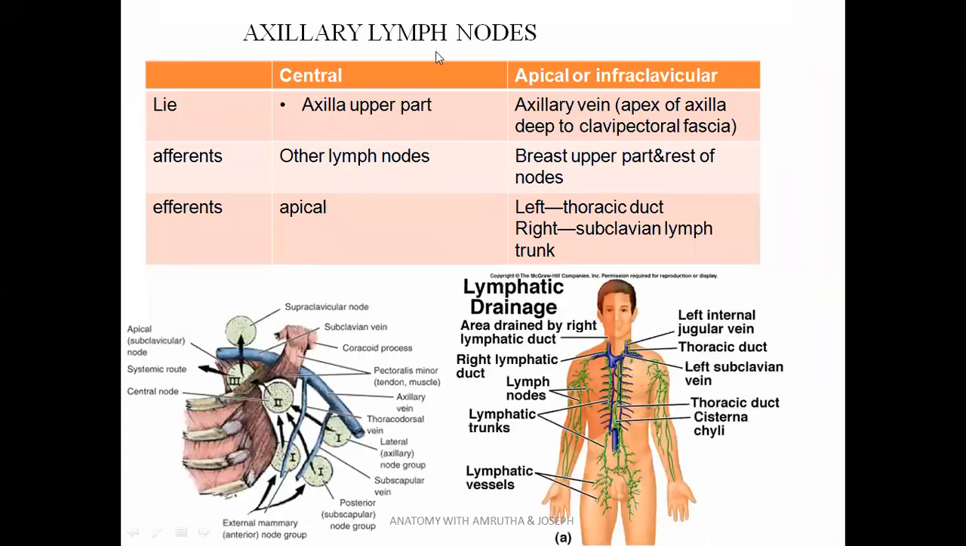An axillary group of lymph nodes, another few groups are central, apical, or infraclavicular. Central group of lymph nodes are seen in the axilla, upper part of the axilla, which can be seen here. And the afferents are coming from other lymph nodes, the other group of lymph nodes. The lymphatics from here reach the central group of lymph nodes. And the efferents from it go to the apical group of lymph nodes.